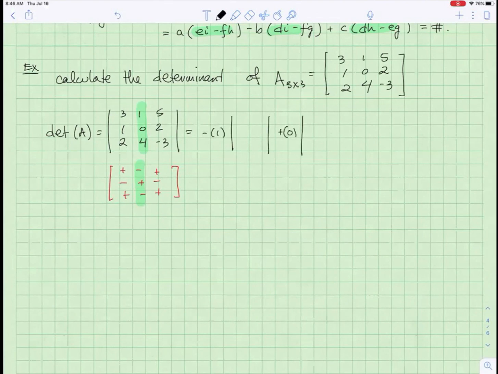So this is then equal to a negative 1 times a minor 2 by 2, plus 0 times a minor 2 by 2, minus 4 times its minor 2 by 2. So as we go through here, the minor for the cofactor 1.